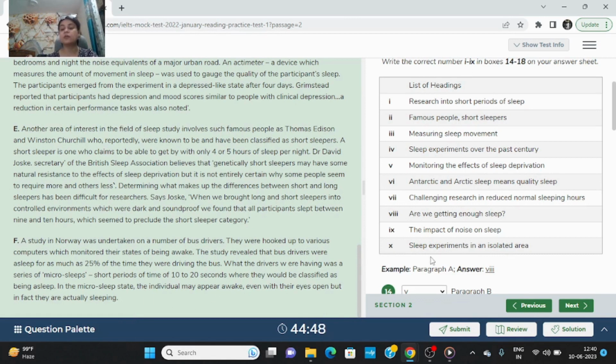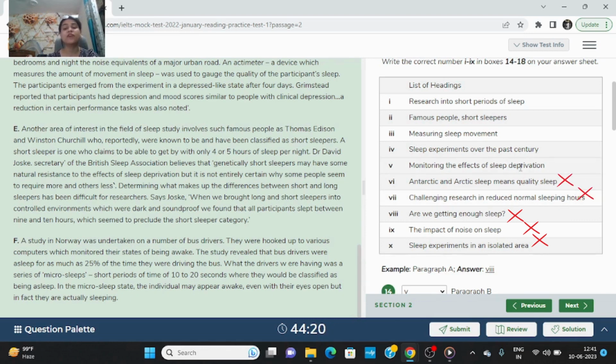So now I will come to the heading and I will eliminate. Sleep experiment in an isolated area? No. The impact of noise on sleep? Noise, they are not talking. Cross. Are we getting enough sleep? No. Challenging research in reduced normal sleeping hours? Okay, they are talking about micro sleeps. They are not talking anything about reduced normal sleeping hours. So cross. Antarctic and Arctic sleep?